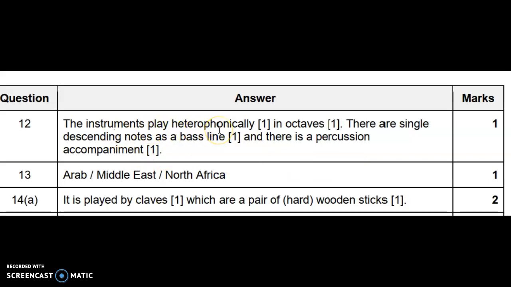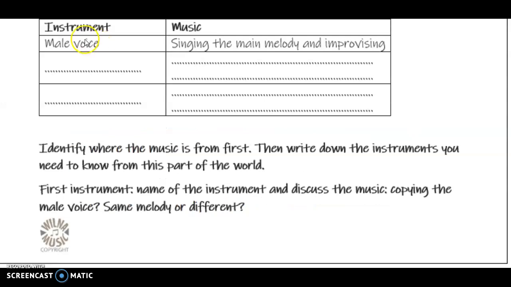That you hear is heterophonic, it plays in octaves, okay? And this music comes from the Arab world, say Middle East or North Africa. And so this is quite an important question, this 4 marks for instrument and music. Let's go back to music B1.